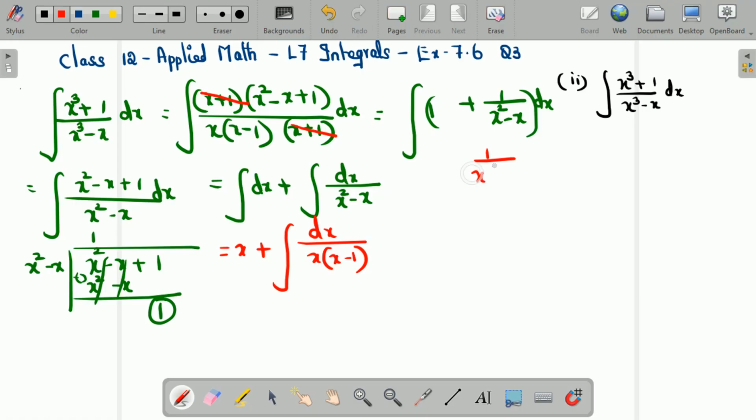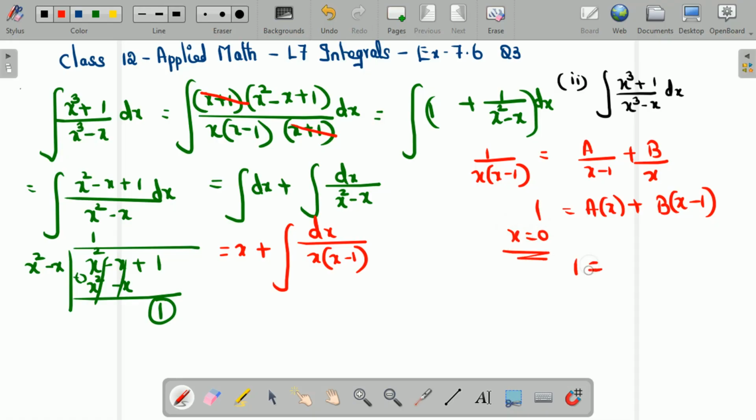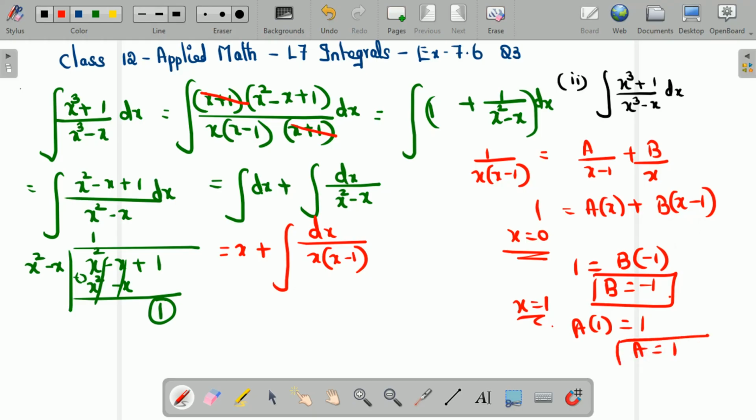So 1 divided by x into x minus 1 is equal to a divided by x minus 1 plus b divided by x. So accordingly, let's do the LCM. So this will become a into x plus b into x minus 1 will be equal to 1. So I'm going to first put x is equal to 0. So 1 is equal to b into minus 1, which means b is equal to minus 1. So that is the first value. Now let's put x is equal to 1. So this will become a into 1 is equal to 1 because this term will vanish, which means a is equal to 1.